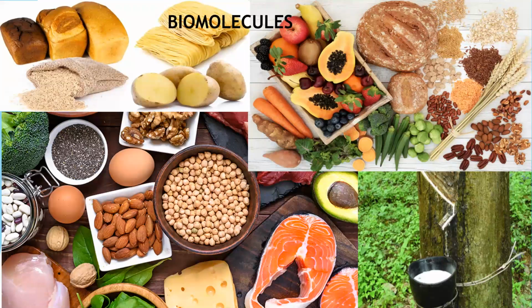Biomolecules that are useful in your day-to-day life. You can see over here we have carbohydrates present in Maggi, your grains, bread, potatoes. Proteins include almonds, eggs, chickpeas, fish, butter, walnuts, broccoli, and so many pulses, meat. Even your rubber is available from the rubber trees, and so many things are available as biomolecules useful in your day-to-day life.